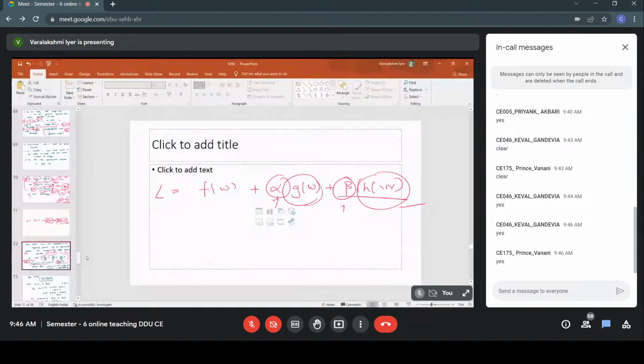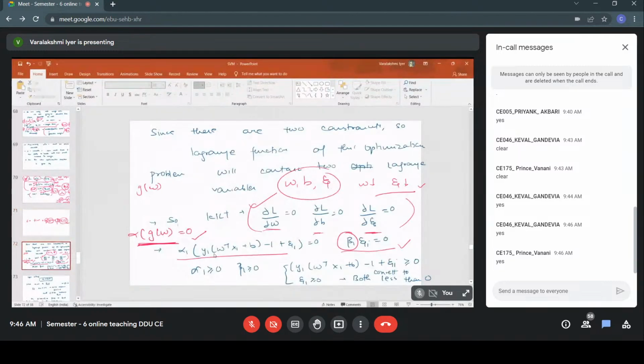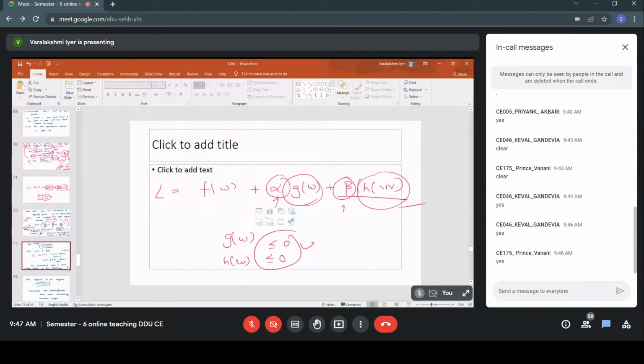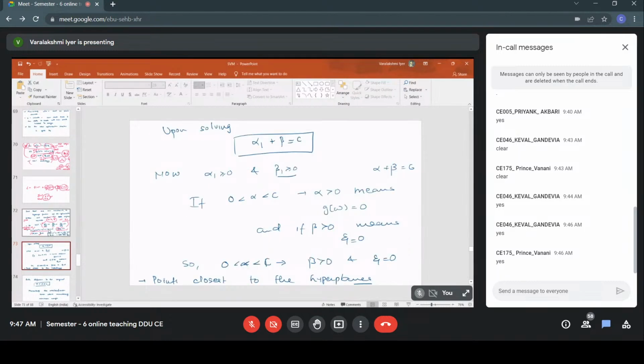Alpha into G of W will be equal to 0. Similarly, beta into zeta i will be equal to 0. Both the Lagrange multipliers must be greater than or equal to 0. We had also discussed that G of W and H of W, whatever your constraints are, must be less than or equal to 0. So we have to convert this in the form such that it is less than or equal to 0. Whenever we create a Lagrangian for this case, it will be something like this.